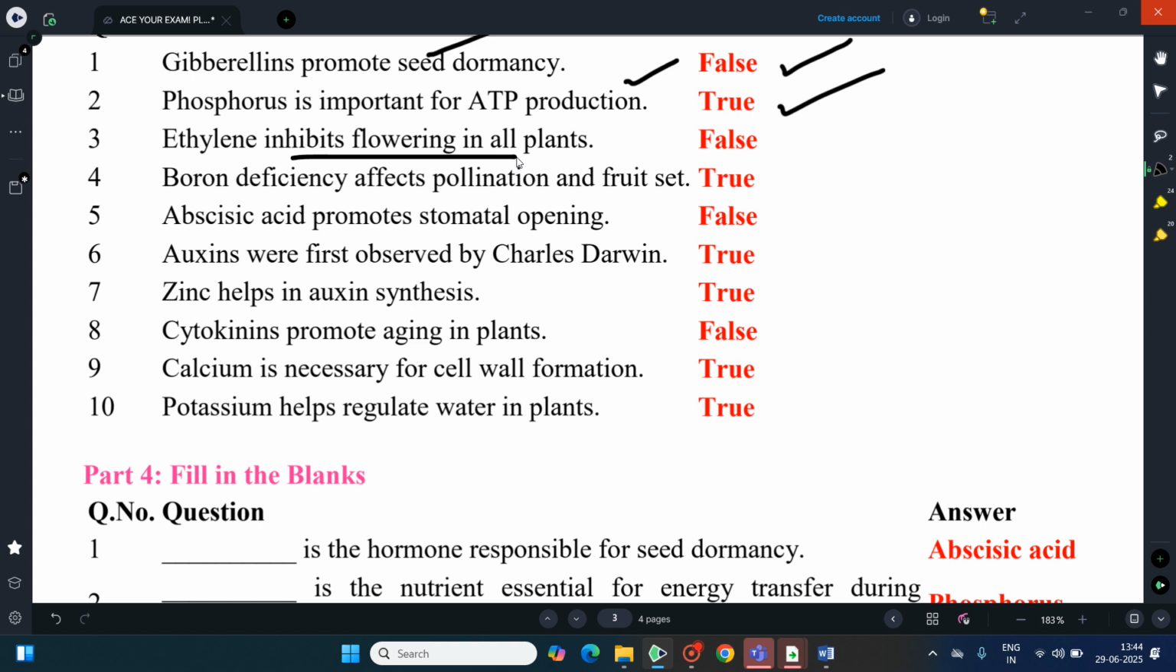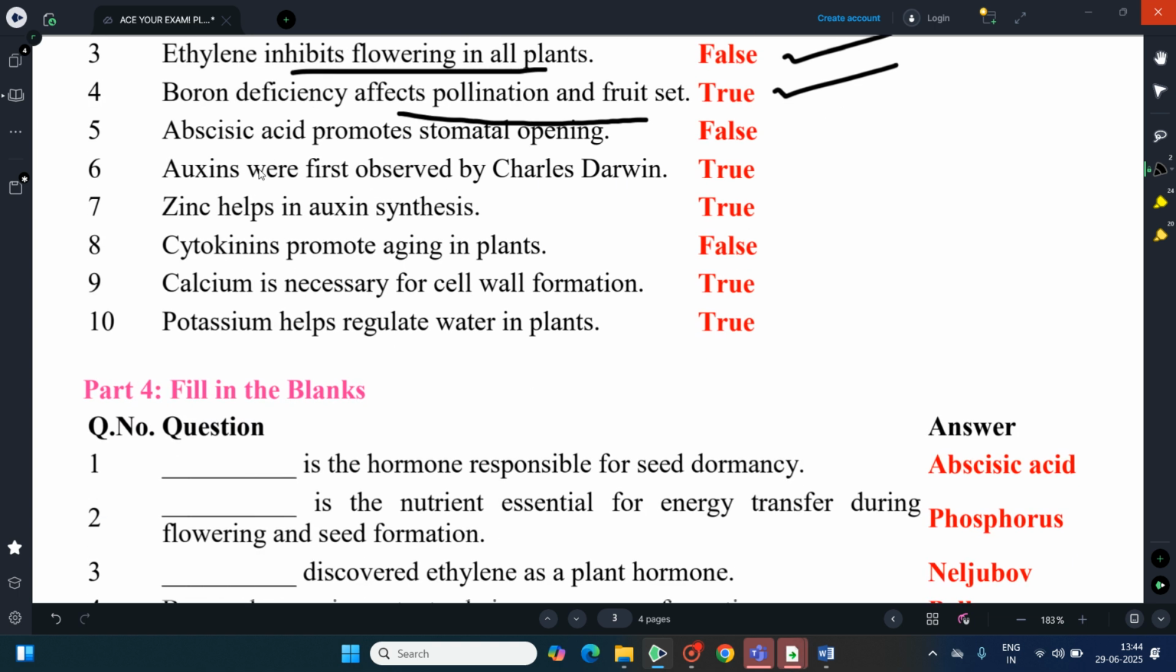Ethylene inhibits flowering in all plants. That is not correct, it's a false statement. Boron deficiency affects pollination and fruits. Yes, it affects. That is true. Abscisic acid promotes stomatal opening. No, it is a false statement.